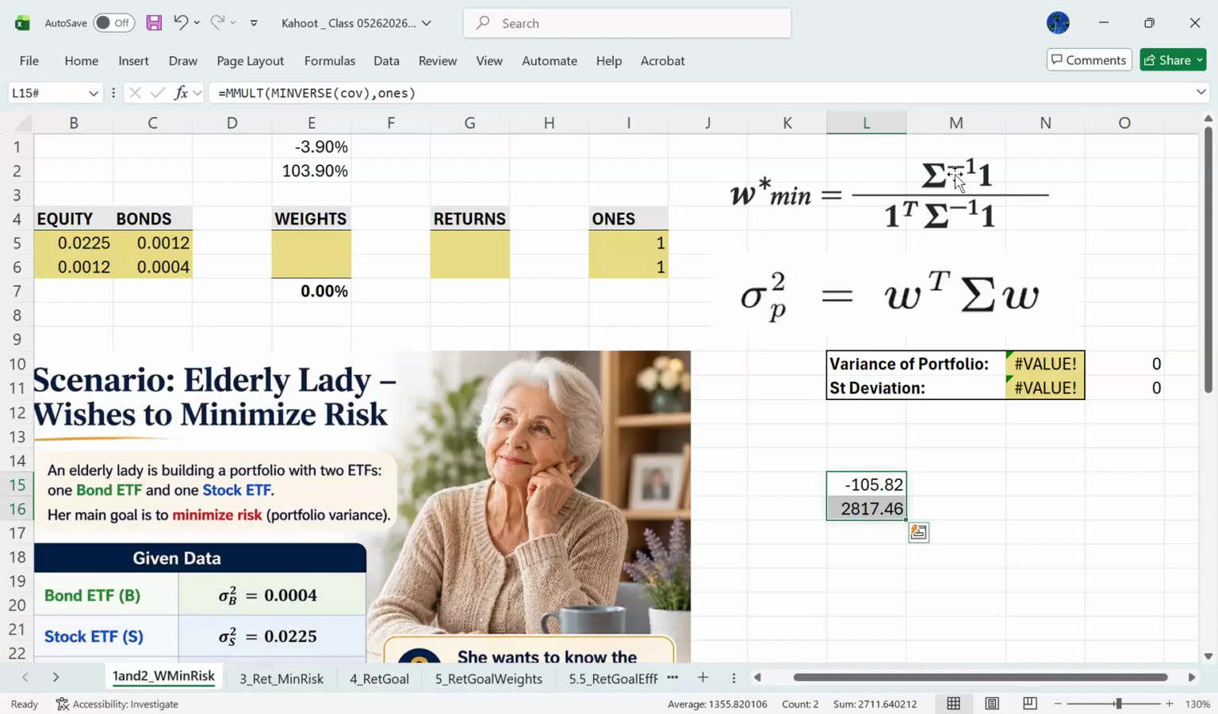Now, let me give you a little hint. In the denominator, if you pay attention to this, we're doing essentially the same. We have inverse of sigma times 1, the inverse of the covariance matrix times 1. If we pay attention to these two last elements here in the denominator, and then we're multiplying by this 1 transpose.